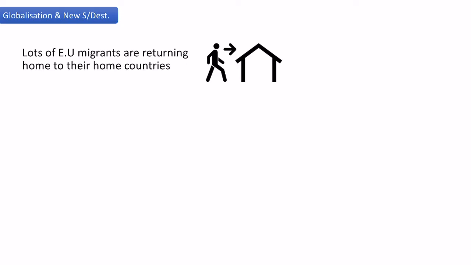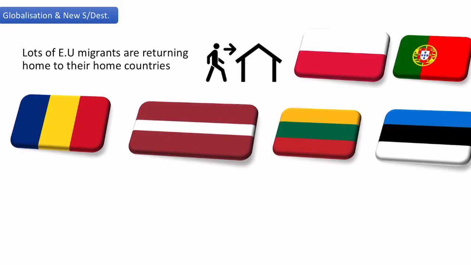We can also see that there are more complex changes happening in Europe. Lots of EU migrants who have gone to places like Denmark and Germany and the UK are now returning home to their countries. Here are some of the major countries where people are returning to: Poland, Portugal, Romania, Latvia, Lithuania and Estonia. The number of people going back varies depending on the country. In the example of Romania, nearly 93% of people that migrated away are returning, whereas in Estonia it's only 58%.